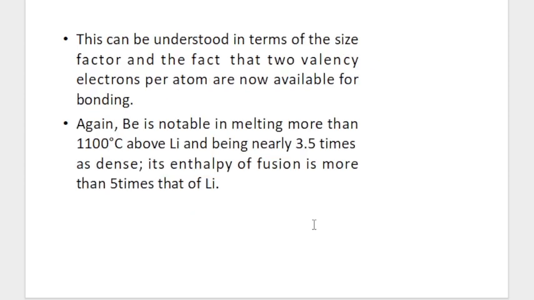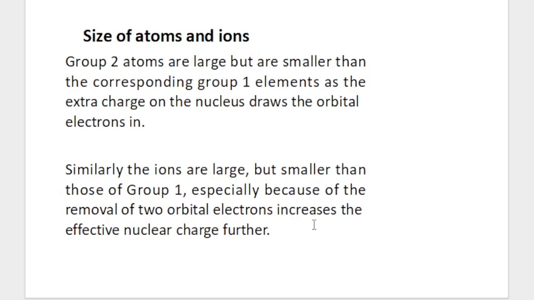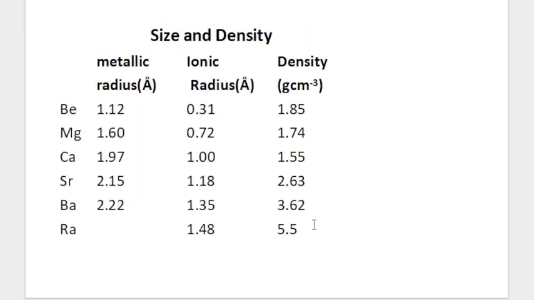This can be understood in terms of the size factor and the fact that 2 valency electrons per atom are now available for bonding. Again, beryllium is notable in melting more than 1100 degrees Celsius above lithium, and being nearly 3.5 times as dense, its enthalpy of fusion is more than 5 times that of lithium. When we talk about the size of atoms and ions, it is basically the same thing as that of group 1.